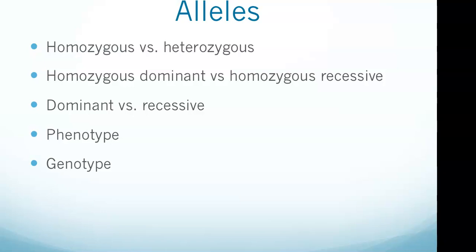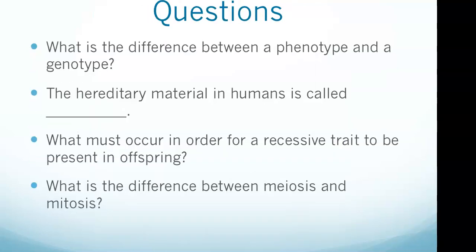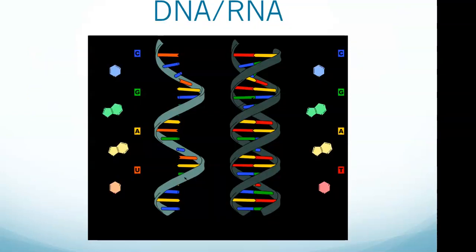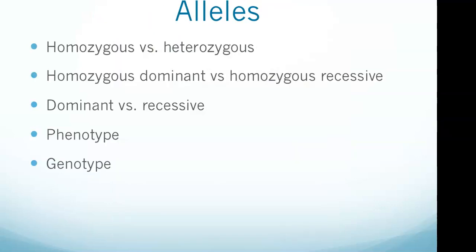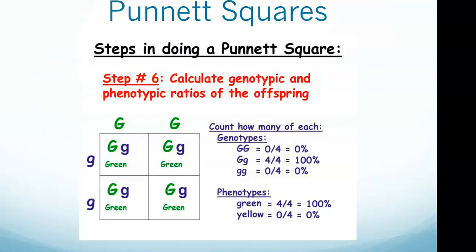Okay, and so as they were asking us, most likely the question will be, what is the difference between a phenotype and a genotype, right? And so again, the phenotype refers to a trait's physical appearance. The genotype is the part of the genetic makeup of a cell. Okay, let's go back here. So that's the end of what we need to know for alleles.